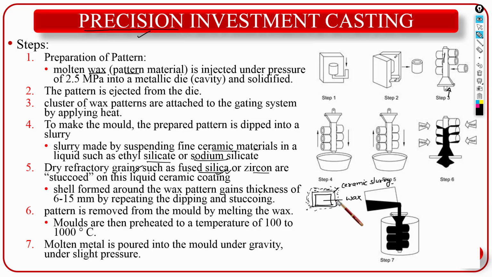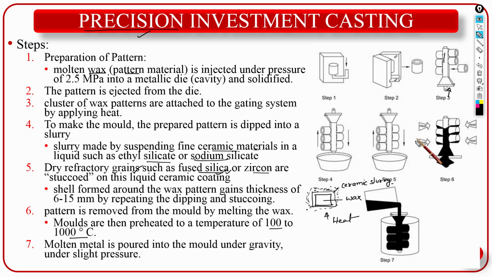That is very important. The wax is taken out by heating. If you increase the temperature, what will happen? The wax will melt and come out. The molds are preheated to a temperature of 100 to 1000 degrees Celsius. Up to 1000 degrees Celsius it is heated, so the wax inside gets melted or sometimes vaporized and comes out. So we are getting the cavity.